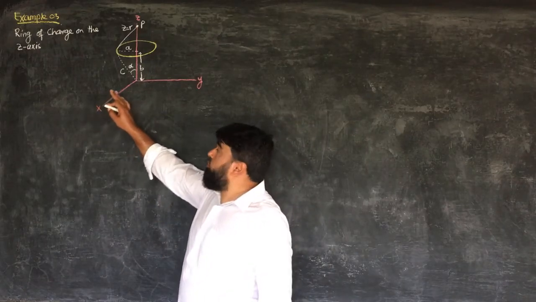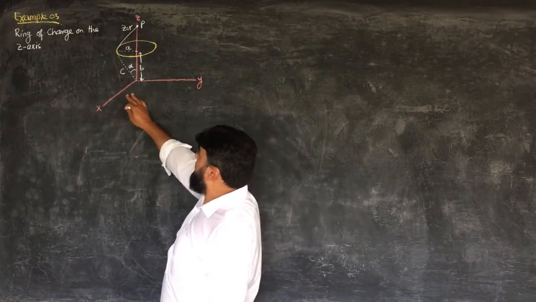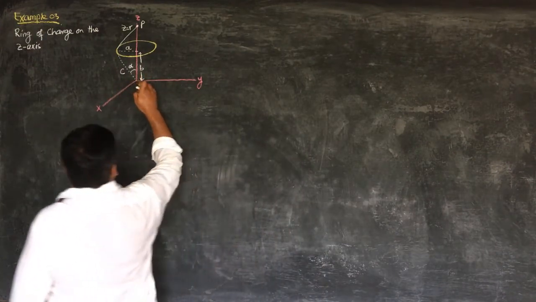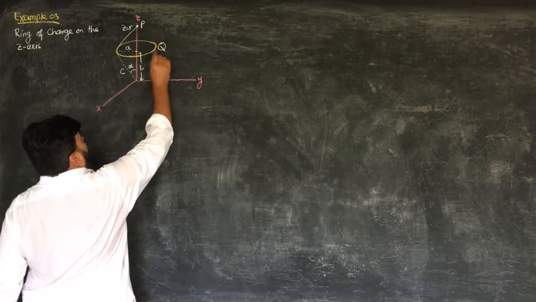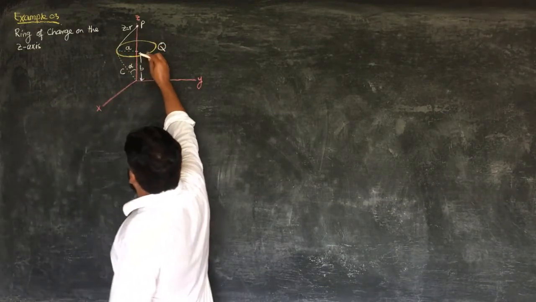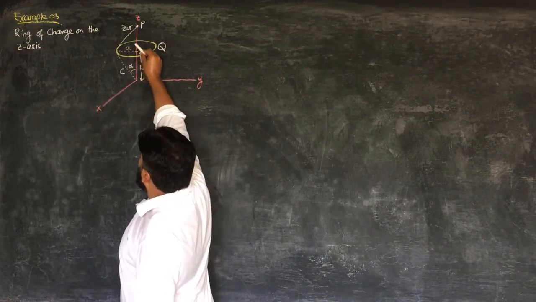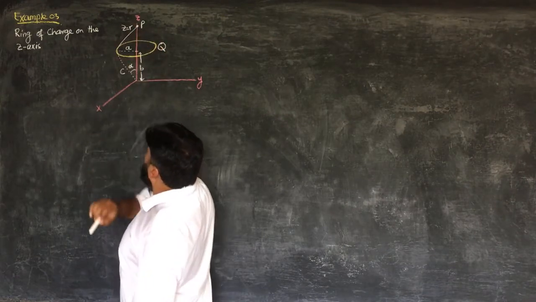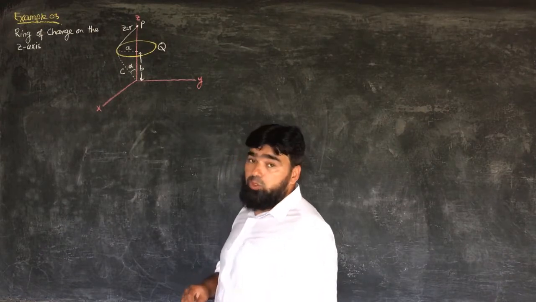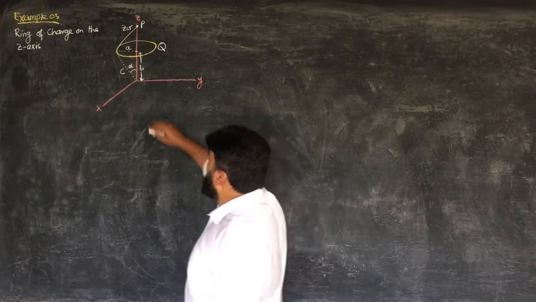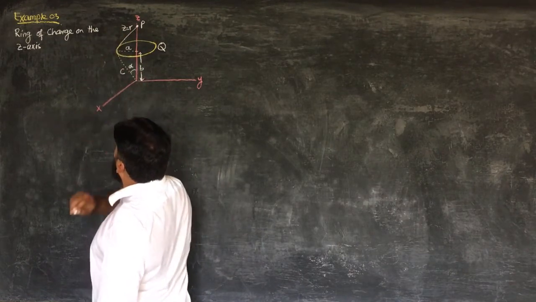In example 3, we consider the ring of charge on the z-axis. These are our axes. And here we consider a ring of charge having charge Q. And this ring has radius a. And the observation point is P, which is at a distance r equal to z from the center of the ring.